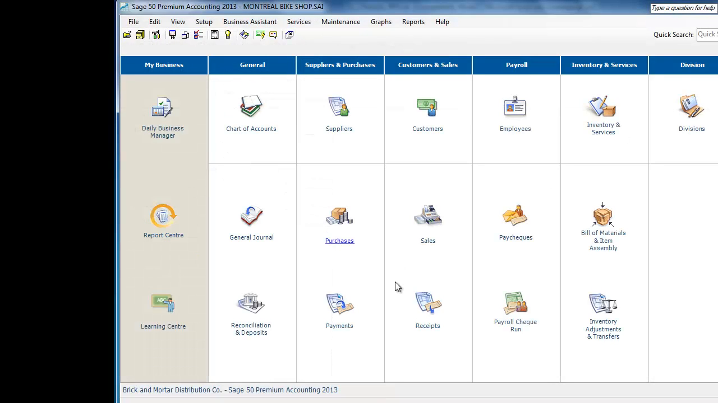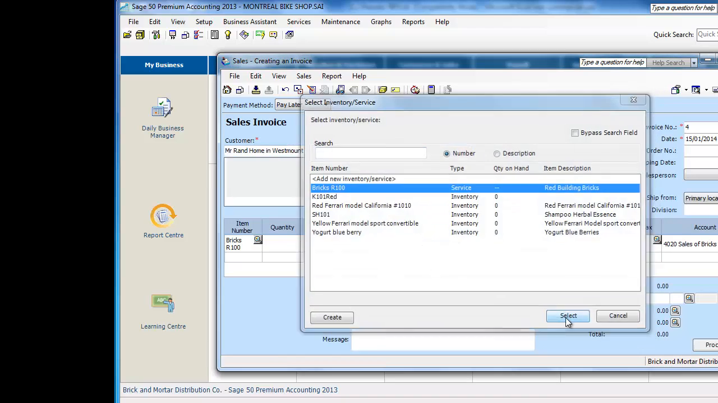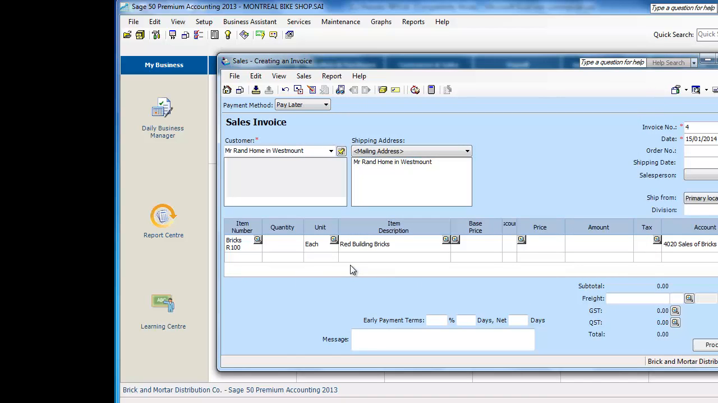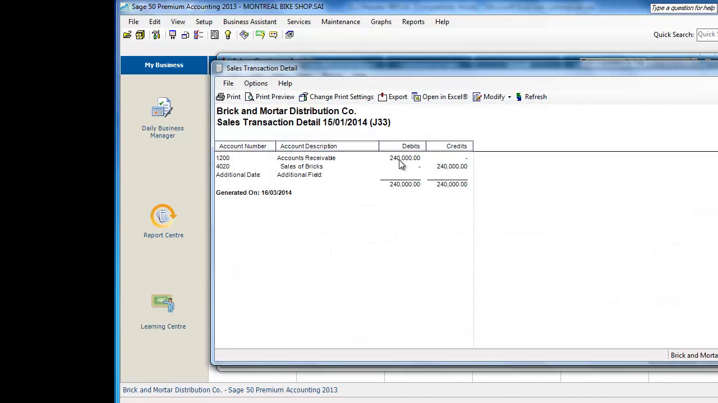Now, we will make a sale. That is the obvious reason for being in business. And I'm going to make a sale to a home in Westmount. They will be buying the bricks. They were purchasing supposedly 80,000 bricks. I need to sell them at a base price of $3 per brick. Total sale price $240,000. What is the journal entry? Since they're paying later, it will be debit accounts receivable $240,000 and credit sales of brick for $240,000.